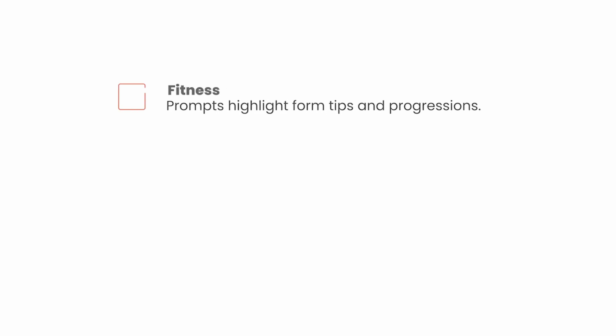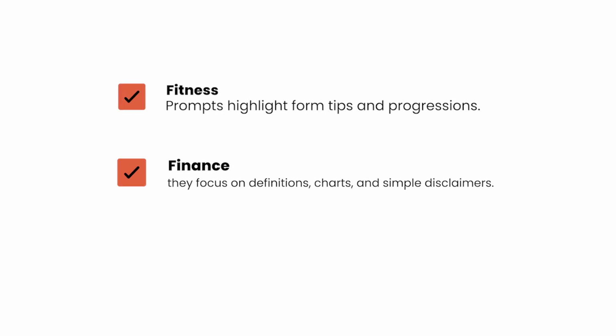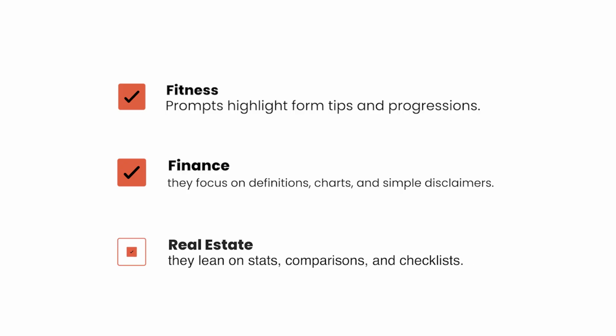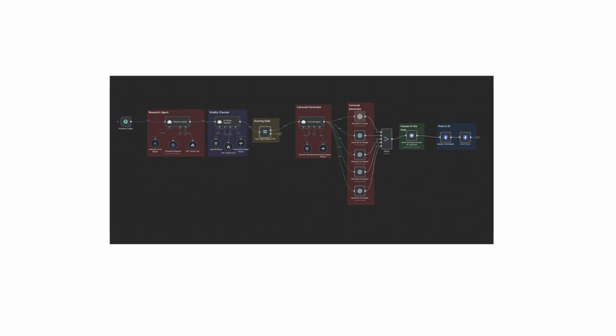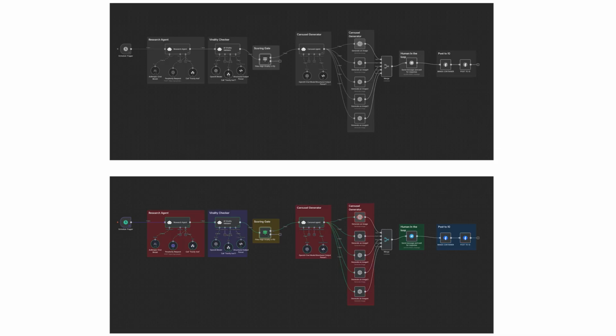You can reuse the skeleton across niches. In fitness, prompts highlight form tips and progressions. In finance, they focus on definitions, charts, and simple disclaimers. In real estate, they lean on stats, comparisons, and checklists. Instead of building from scratch each time, just duplicate the workflow and swap in new prompts.